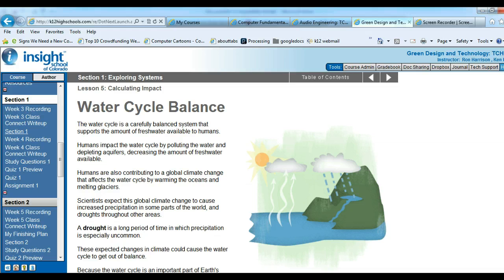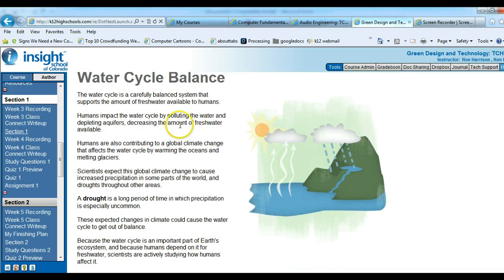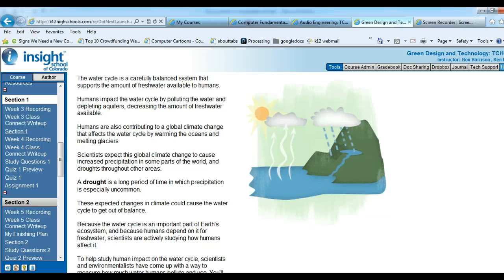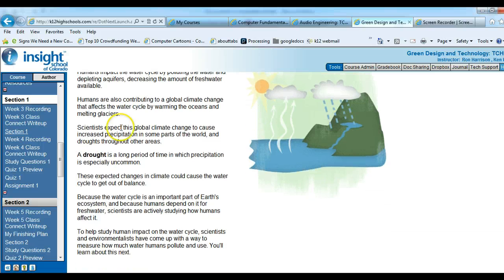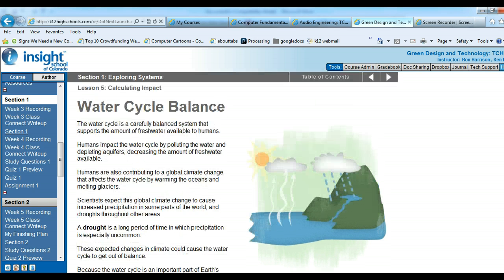And the balance of the water cycle. So it has to stay in balance so that we have enough water for personal use, for agriculture use, for manufacturing use, all of the recreational use. So we have to keep it in balance. And as we affect the balance of water, that can affect global warming, and it can also cause droughts. So droughts is where there's not enough precipitation, not enough water in the area. So we impact that by the amount of water that we use.